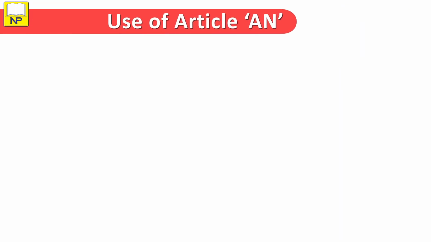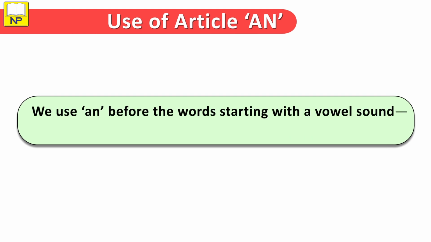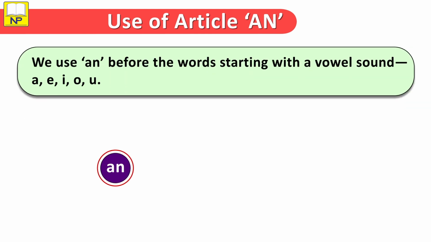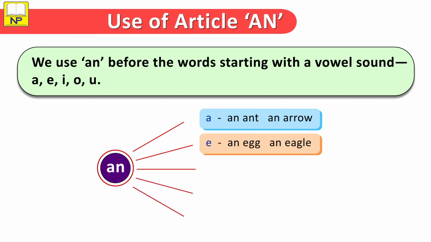Use of article an. We use an before the words starting with a vowel sound. A, E, I, O, U. An ant, an arrow. An egg, an eagle.